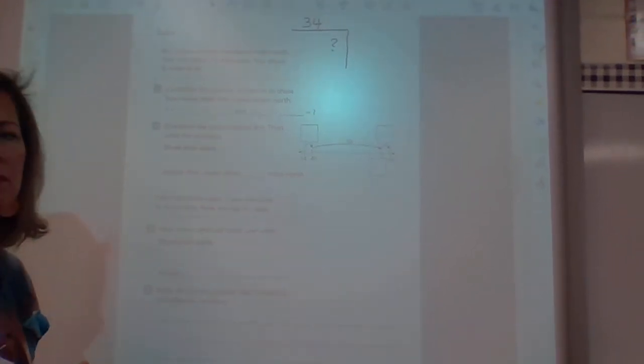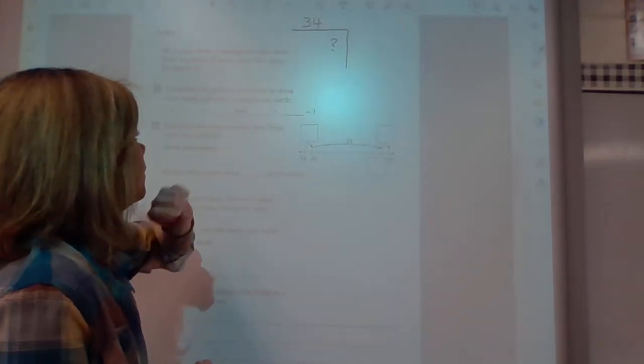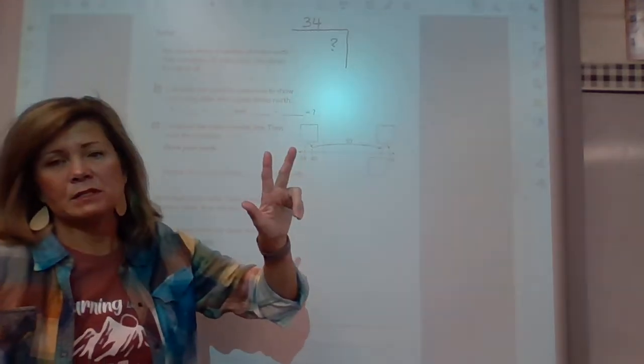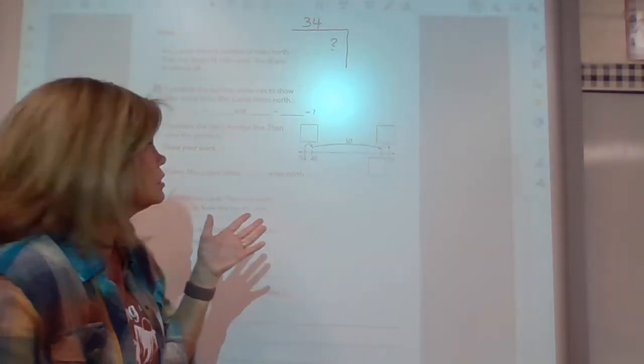There we go. I think that helps. So then she drove 34 west. Then she drove 93 in all. Well, we can come up with two different number sentences. We can do a subtraction number sentence or an addition number sentence.